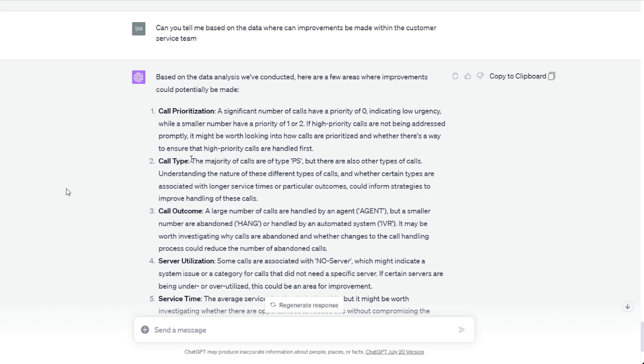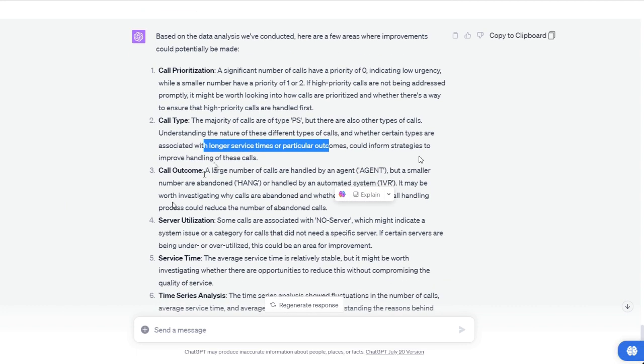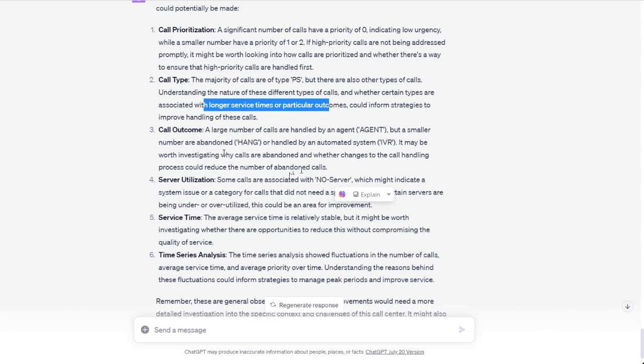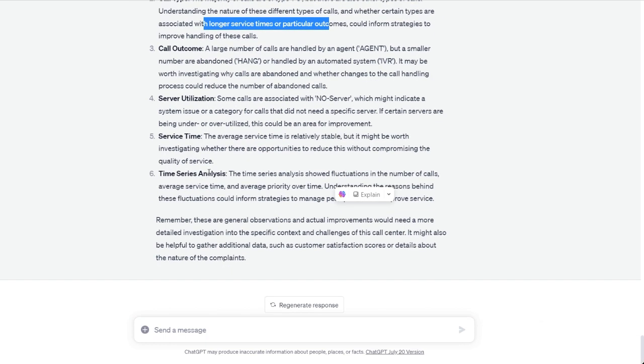The majority of calls are type PS, but there are also other types of calls. Understanding the nature of these different types of calls and whether certain types are associated with longer service times. Interesting. A large number of calls are handled by an agent, but a smaller number are abandoned or handled by an automated system. Maybe worth investigating why. Server utilization, service time, time series analysis. Wow. Okay. That's impressive.